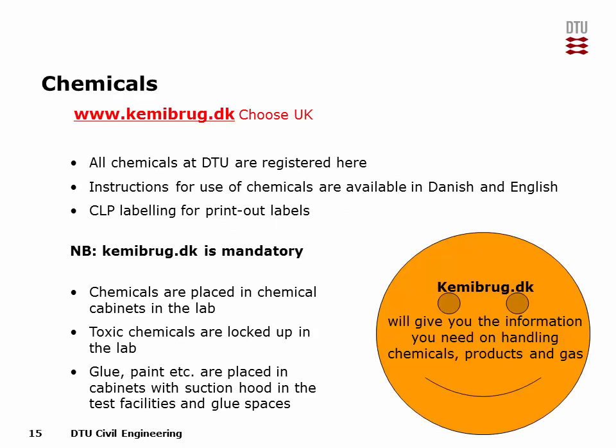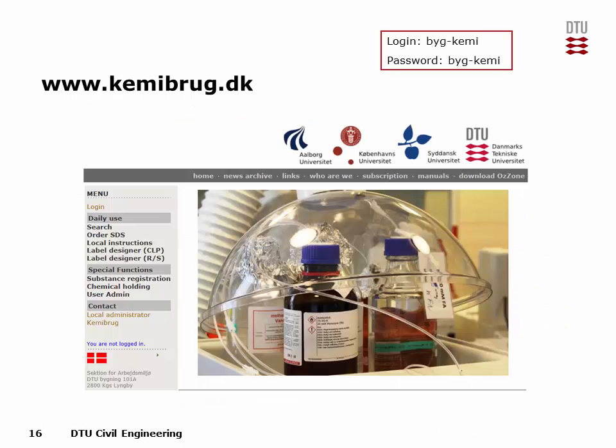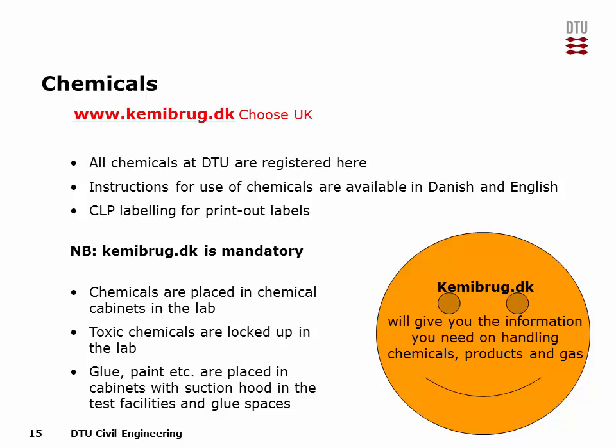DTU handles many chemicals. Therefore, DTU has created the database of chemicals, www.chemibrew.dk, in cooperation with Copenhagen University. In the database, you will find all chemicals registered at DTU. You will find instructions for use of chemicals in Danish and English. Furthermore, the database gives access to print out CLP labels. To get full access to ChemiBrew, use a computer at DTU and log in as user byg-chemi with password byg-chemi, byg-kemi. Please use chemibrew.dk whenever you work with chemicals.